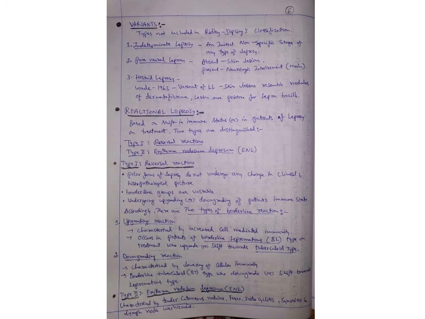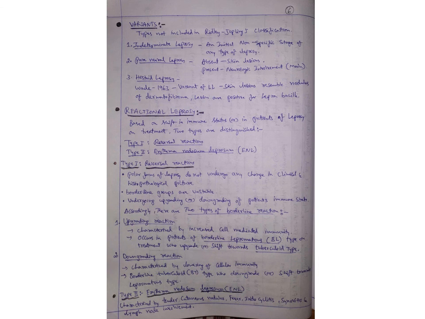Type 1, reversal reactions: polar forms of leprosy do not undergo any change in clinical and histopathological picture. Borderline groups are unstable, undergoing upgrading or downgrading of the patient's immune state. Accordingly, there are 2 types of borderline reactions: upgrading reaction or downgrading reaction. The first, upgrading reaction, is characterized by increased cell-mediated immunity and occurs in patients of borderline lepromatous type on treatment who upgrade or shift towards the tuberculoid type. So shifting from the lepromatous to the tuberculoid type is called upgrading of the leprosy.